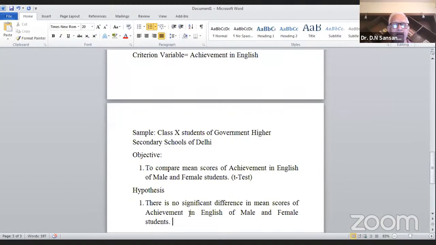So let me go back to my SPSS, and in SPSS, I will enter the data. You know, there are two variables related to which you need data. Number one is achievement in English, and another is your gender. You should know whether this class 10th student is a male student or a female student. It's a very important thing.